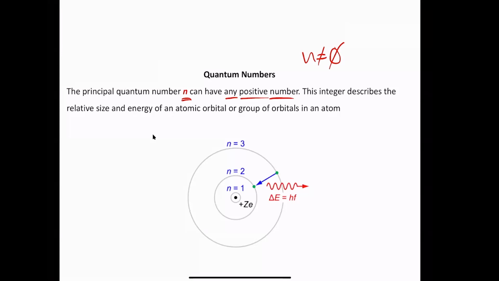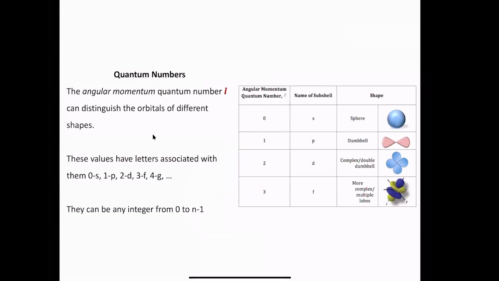And how we get angular momentum, L, right? L is equal to 0 to n minus 1. 0 to n minus 1. That's what we got. 0 to n minus 1.